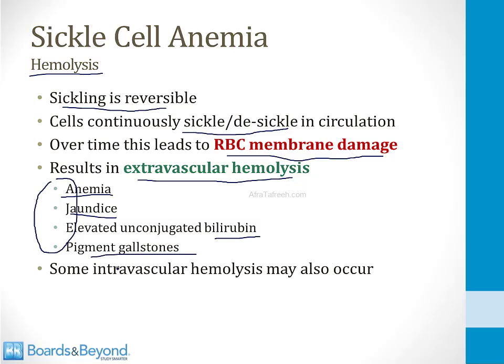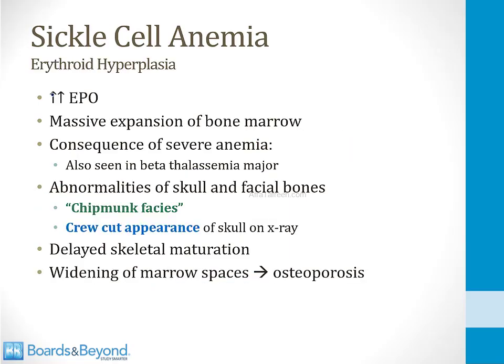There is also some intravascular hemolysis that can occur. Sometimes when the cells sickle and desickle, they simply rupture in the vasculature, and this leads to some level of intravascular hemolysis as well. Another consequence of sickle cell anemia is erythroid hyperplasia. This is the result of massive bone marrow expansion due to very high EPO levels.